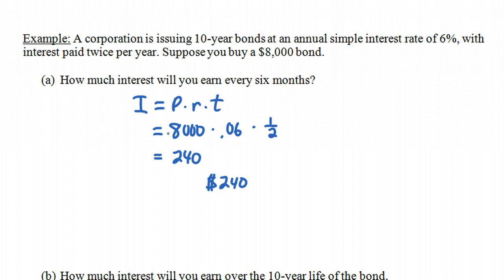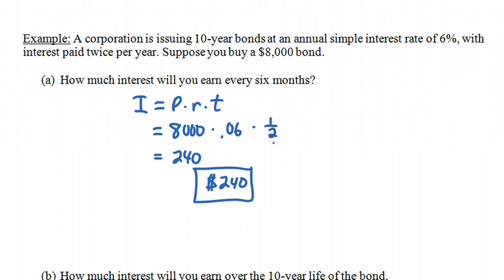So basically you loan this company $8,000. You're buying this bond. It's kind of like you're loaning them $8,000 and they give you $240 every 6 months. That money's not going up, it's staying $240 every 6 months. And then at the end of 10 years, they'll give you your $8,000 back. So you got $240 every 6 months, and then eventually you get the full $8,000 back. So that's the interest every 6 months.